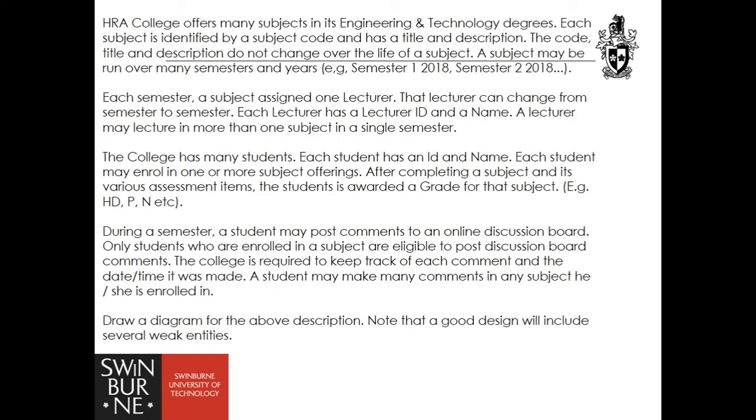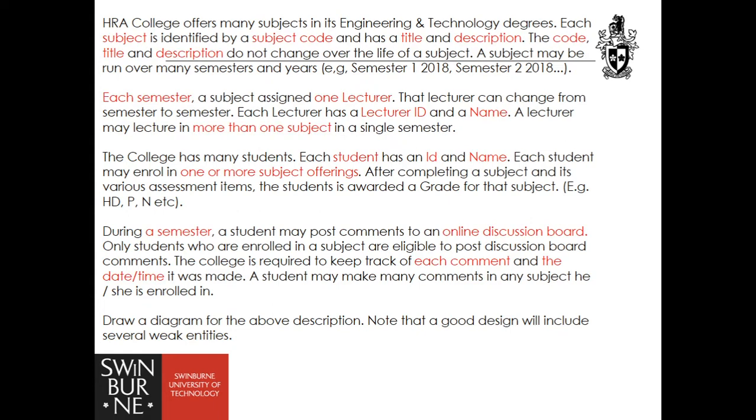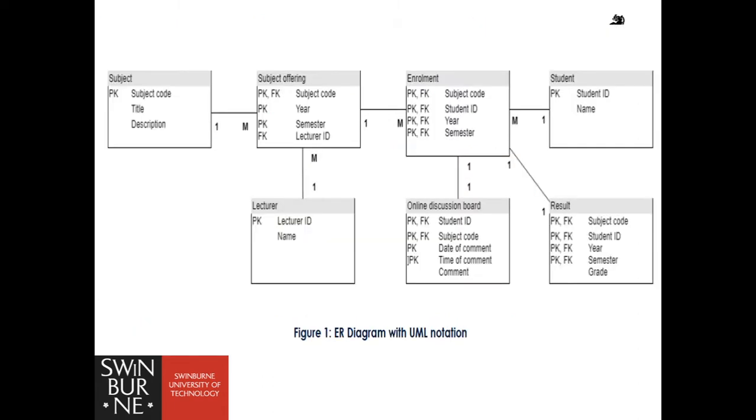Okay, so this is the second example. First of all, we need to understand the situation of this text, and then we highlight it, and then we can design like this one. M is many, one is one. So one subject can be offered in many offerings.